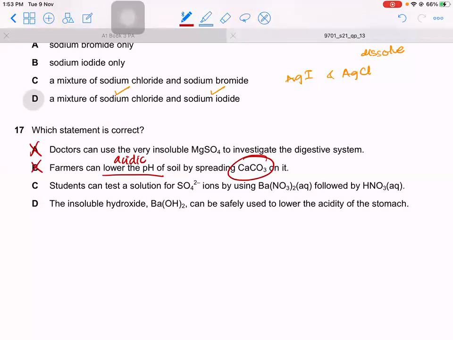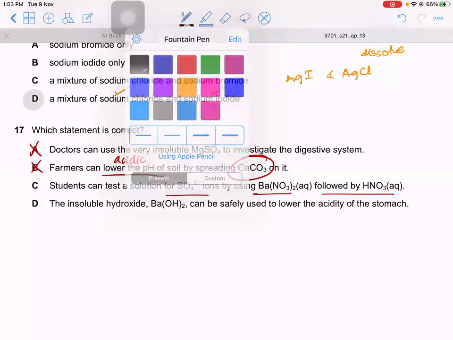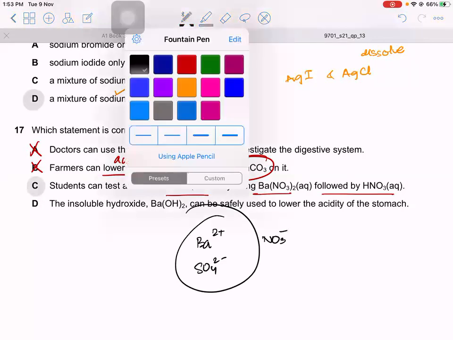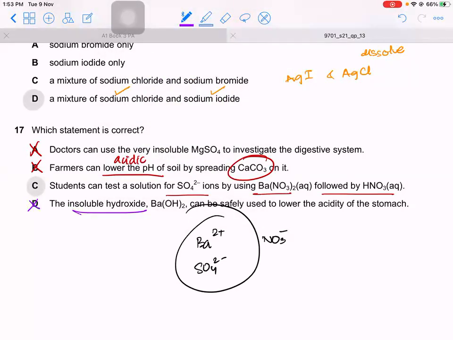Students can test a solution of sulfate by using barium nitrate followed by HNO3. Yes. Why? Because barium nitrate is soluble. So barium nitrate will give you barium ions and nitrate ions. Once you have these, if we add sulfate, barium sulfate, a white precipitate, is formed. So that is true. Then they are saying insoluble barium hydroxide. No, barium hydroxide is soluble. It's a clear solution. So this is wrong.